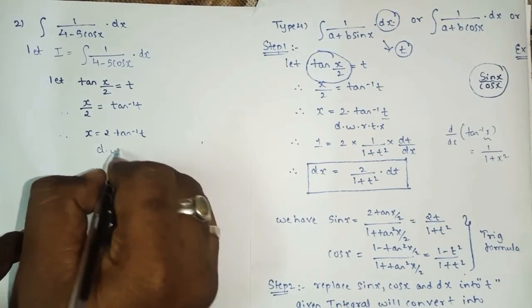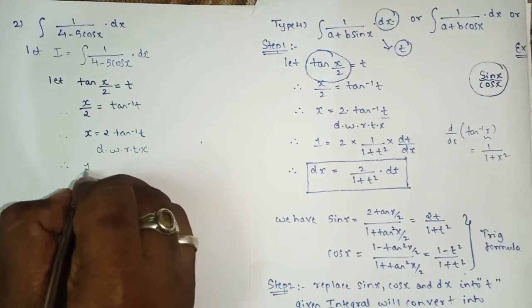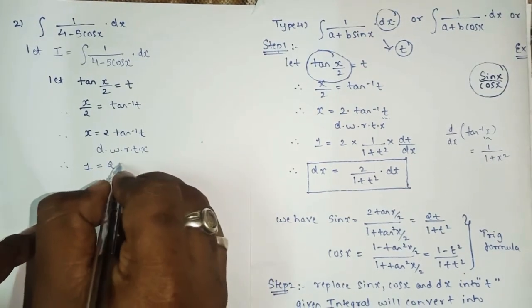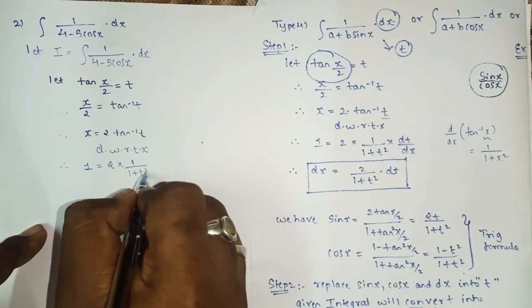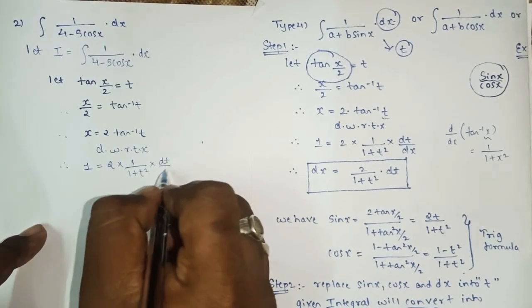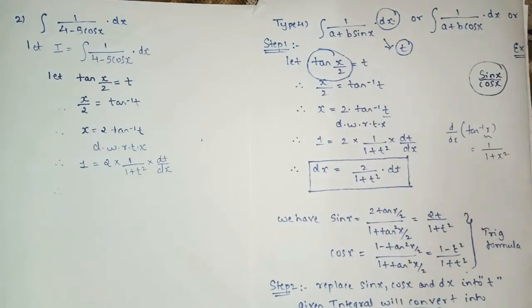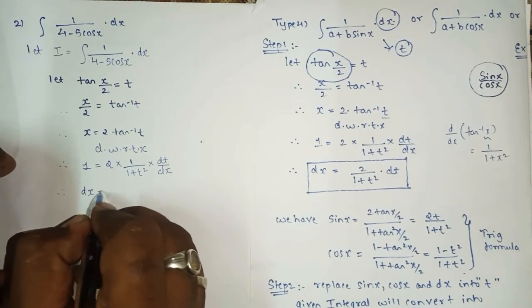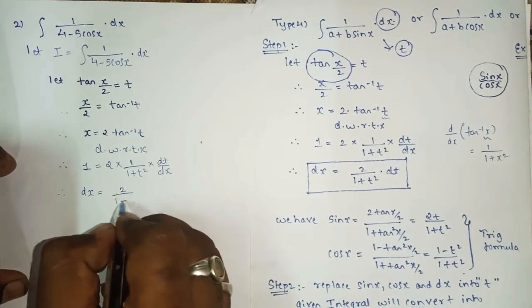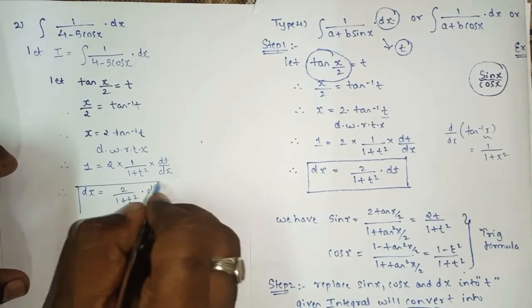Then after that we'll find the derivative with respect to x. Here the derivative of x will be 1, 2 will be the same as it is, and the derivative of tan inverse will be 1 upon 1 plus t square into dt by dx. Just try to add these steps, these are easy steps. So dx will go to the left hand side, so this will be dx equals 2 upon 1 plus t square into dt. So here we got the answer for dx.